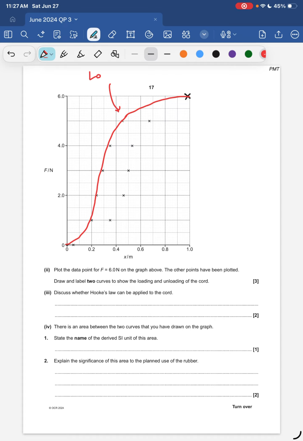So let's write loading. And then we unload it. Let's use blue. So we start from the same point we stopped earlier. So we go through the points, and we connect it. And that's the unloading. Okay, I think it's good.